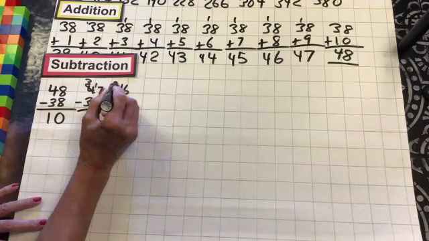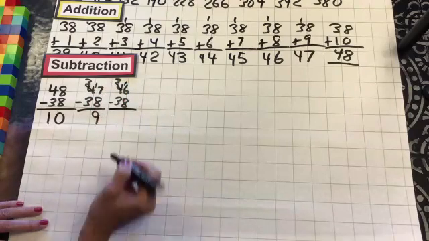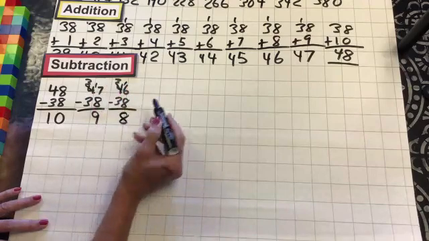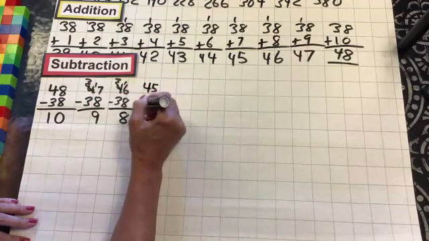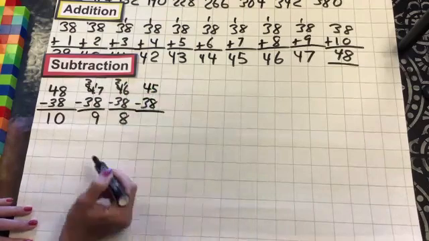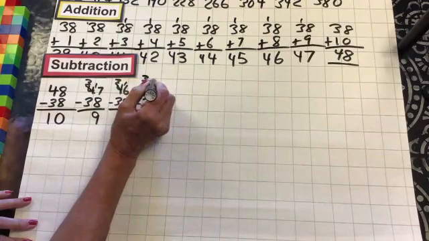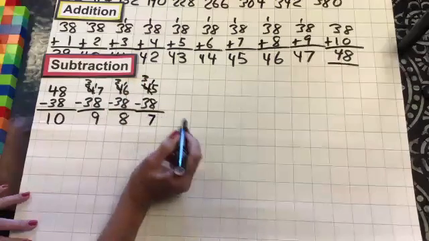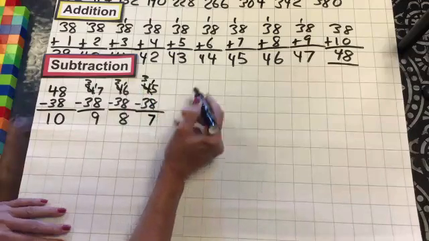8 from 6 can't do. Borrow from the 4, leaving 3, making that 16. 16 minus 8 is 8. 3 minus 3, nothing. All right, let's go on to 45 minus 38. 8 from 5, can't subtract that. So we borrow from the 4, leaving 3, making that 15. 15 minus 8 is 7. 3 minus 3, nothing. So 45 minus 38 is 7.